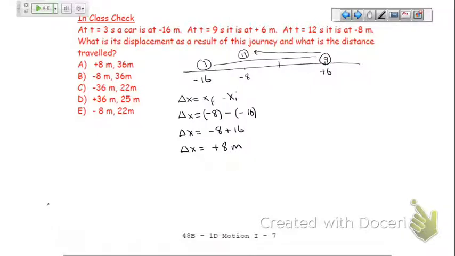And then on my distance traveled, let's have a look. Is it the sum of all these distances? So that is basically 16 to get me to the 0, and then another 6 to get me to that point, and another 6 to get me back to the 0, and another 8 to get me back there. So my distance traveled would equal 16 plus 12 is 28, plus another 8 is 36 meters. So I'm thinking plus 8 meters and 36 meters. Oh, plus 8 and 36 is A.